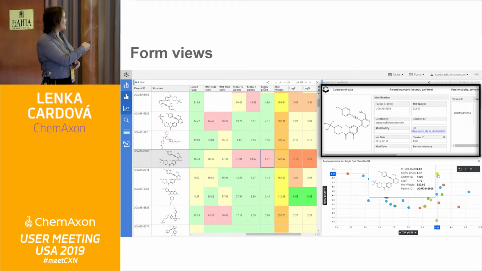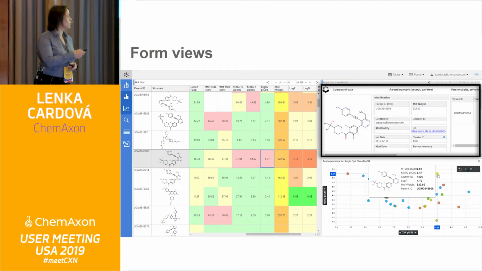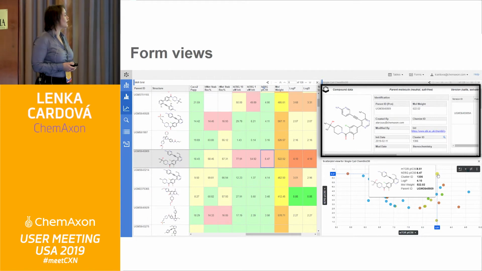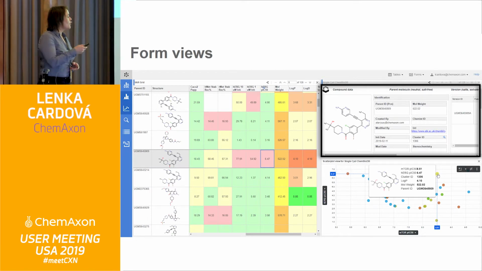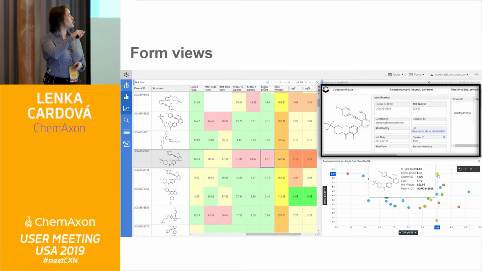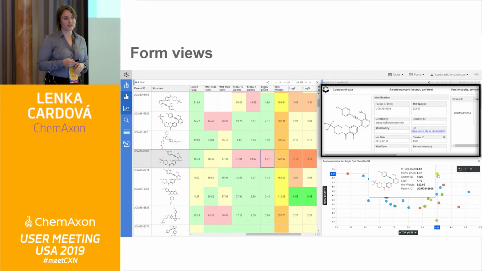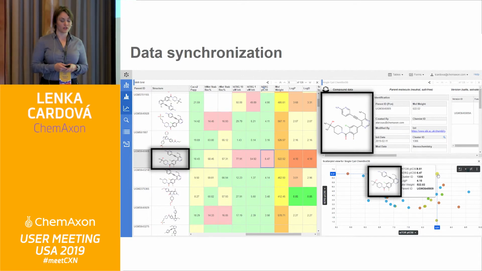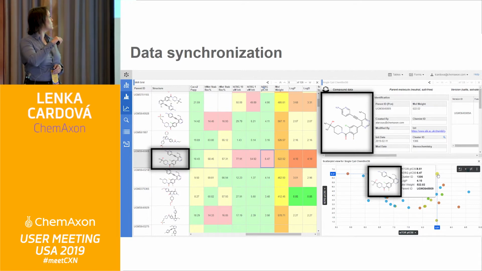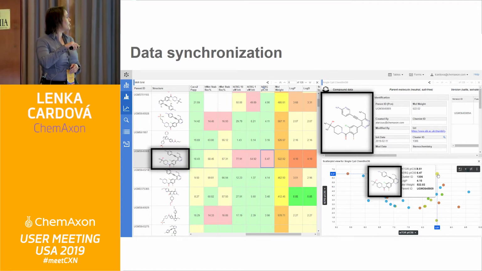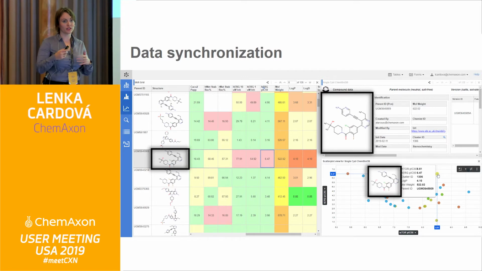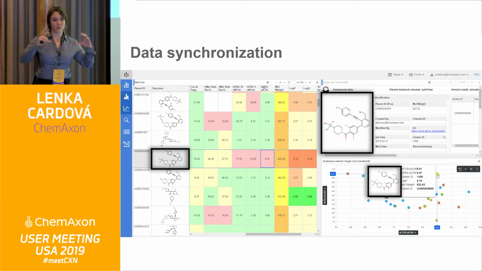I'm sorry, it has this little delay. Form views, so not only grid-like or spreadsheet-like option is available, but also if you like to have your structures on the left, on the right, in the form, it's available. The must is data synchronization. So what you see here are actually 3 tabs, and when I click on one of the compounds, it's actually synchronized in all the 3 tabs. You have the same line there.